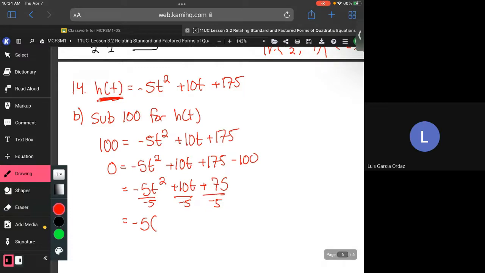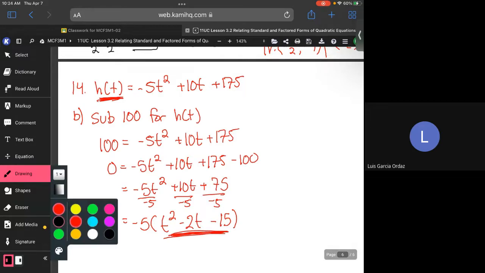T squared minus 2t. Okay. Minus 25? No. Negative 15? You're close, Jade. All right. So a lot of you forget to do this, especially on the quiz and on your test. You generally like to leave it like this. But you have to ask yourselves, am I able to factor out that trinomial?